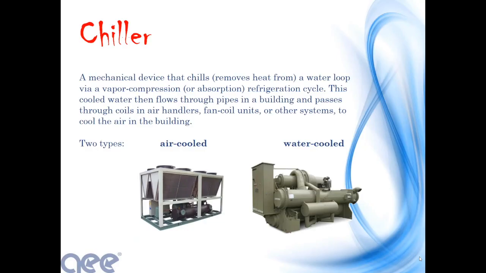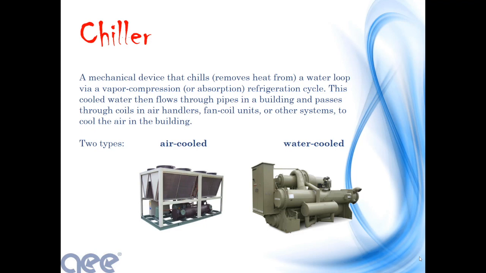All right, great. So a chiller, at its very basic level, is just a mechanical device that chills or removes heat from a water loop via what's called the vapor compression cycle. I'm going to talk a little bit next about what the vapor compression cycle is. And the purpose is to provide chilled water, which then flows through a building to air handling units and fan coil units to cool air in the building. So this is where that cooling starts from.